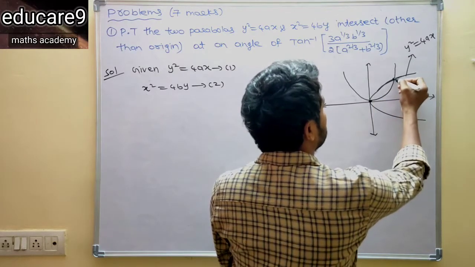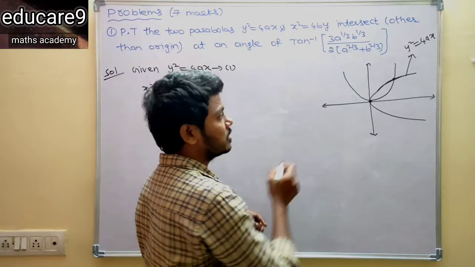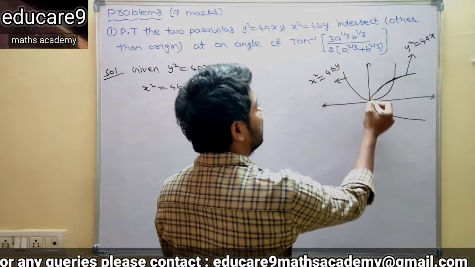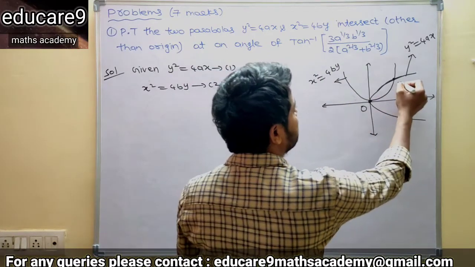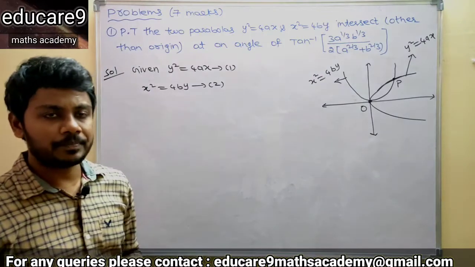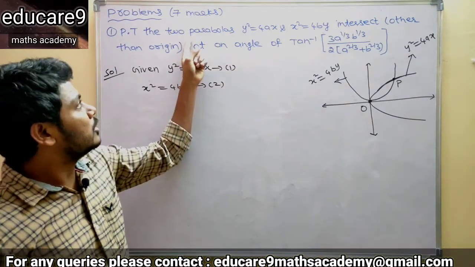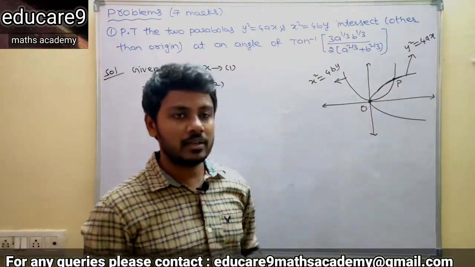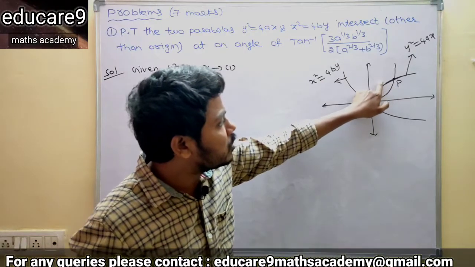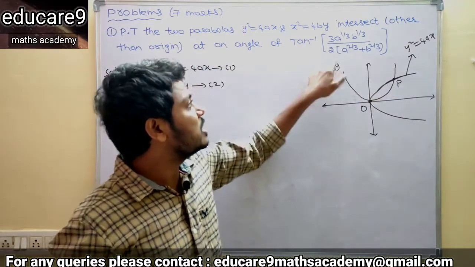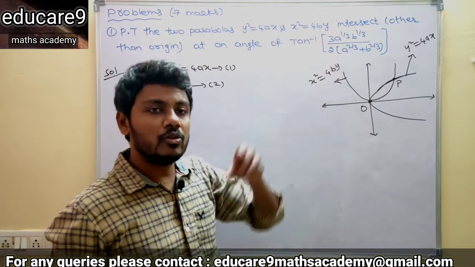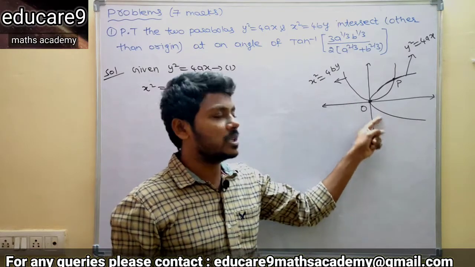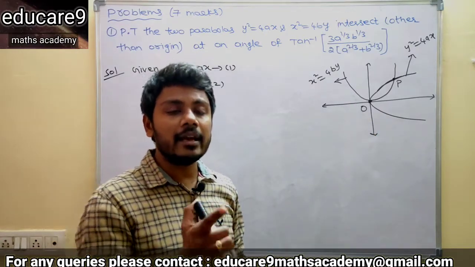Okay. So these are the two intersecting points. So this parabola is x square is equals to 4by. So this is one of the points of intersection. This is another point of intersection. Now see here, these two parabolas intersect other than origin. Means we have to consider this point. Now the angle between these two curves at point P is this one. You need to prove that angle. So you know that the angle between the two curves is the angle between their tangents.